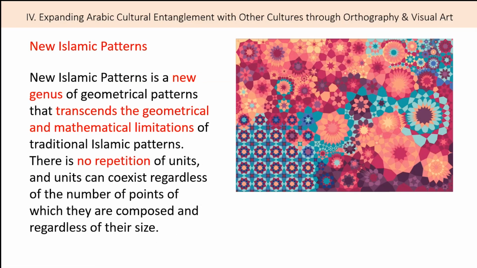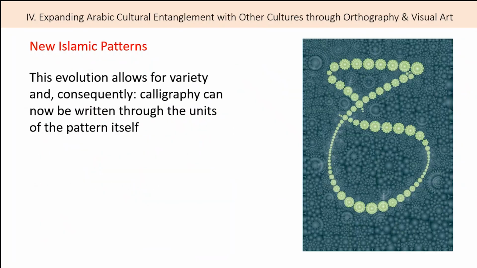The new Islamic patterns are a new genus of geometrical patterns that transcends the geometrical and mathematical limitations of traditional patterns. There is no repetition, and units can coexist regardless of the number of points that they are composed of and regardless of their size. This evolution allows for variety and consequently allows calligraphy to be written through the units of the pattern itself. As we see, this is the letter G.